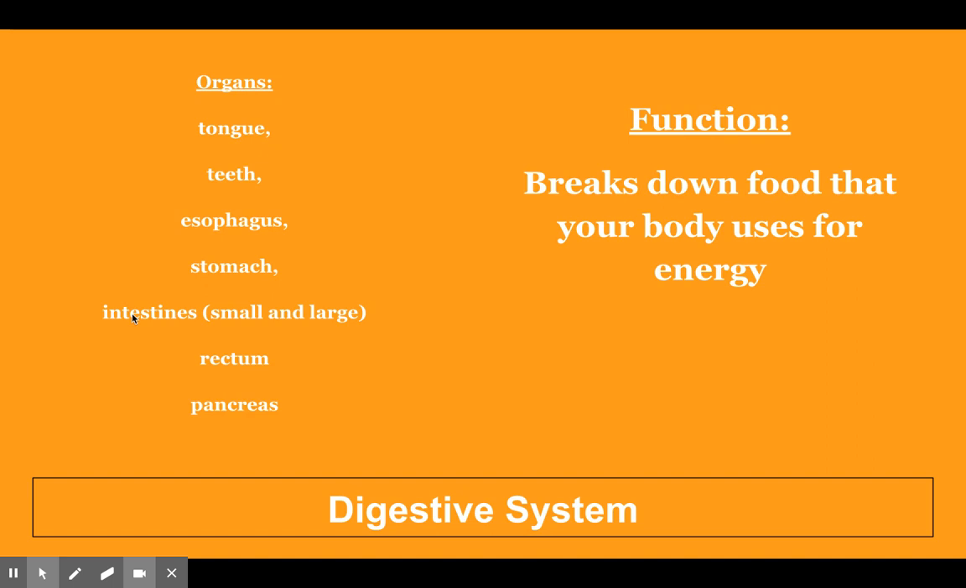So your small intestines are the ones that are first, and they remove the nutrients. The large intestines remove the water from your food, so your body can use that. It breaks down the food so that you can use your energy in your body.